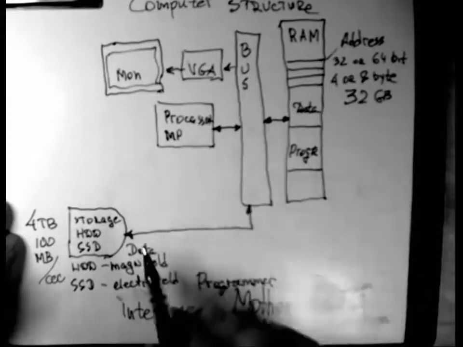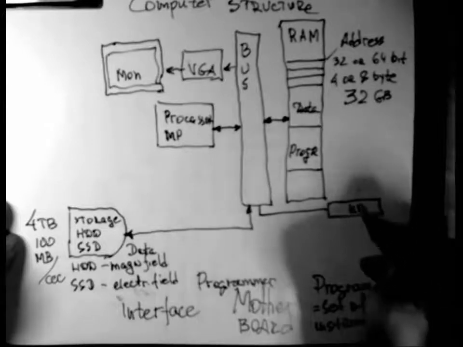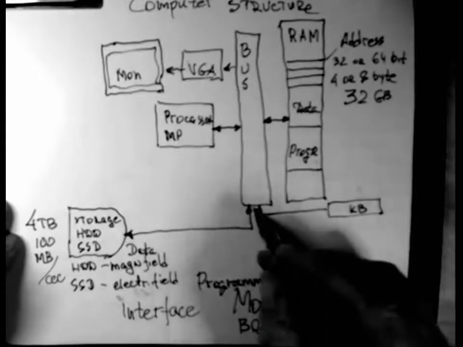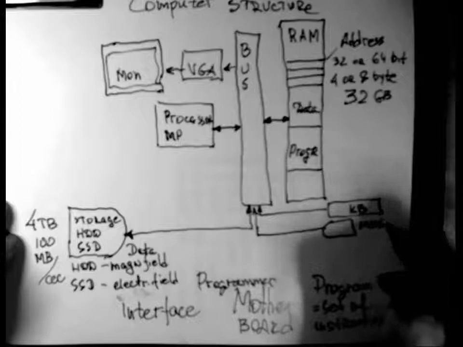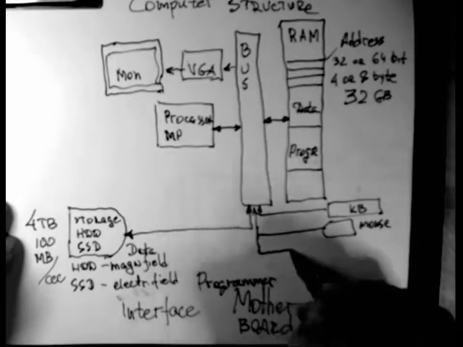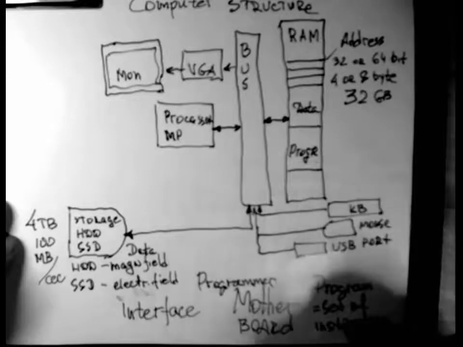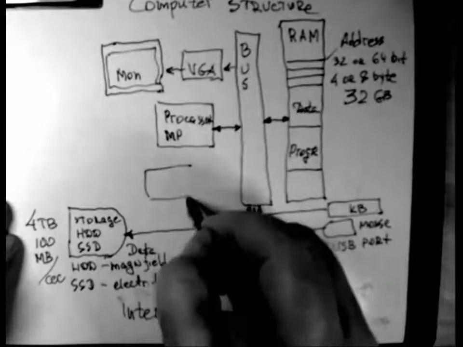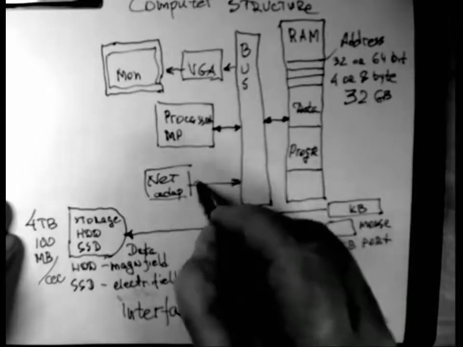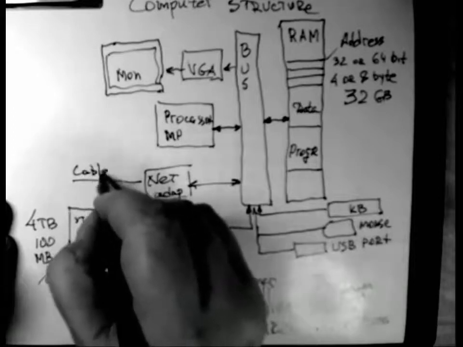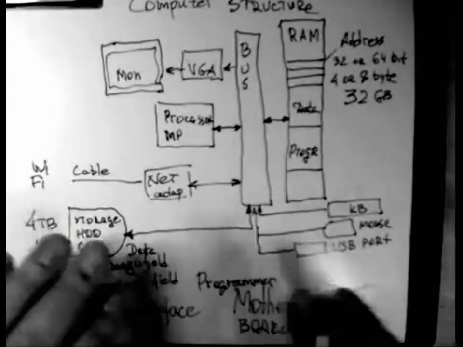Okay, then folks, we will go for other convenient things. We need to have a keyboard. Keyboard is an input device. We need to have a mouse, which is a pointing device. We need to have a USB port. And what else do we need to have? A network adapter. Bidirectional, and this is cable or Wi-Fi. So folks, that is a computer.